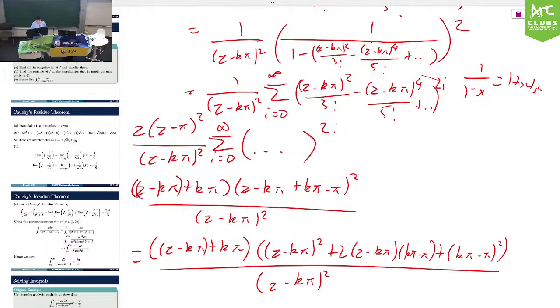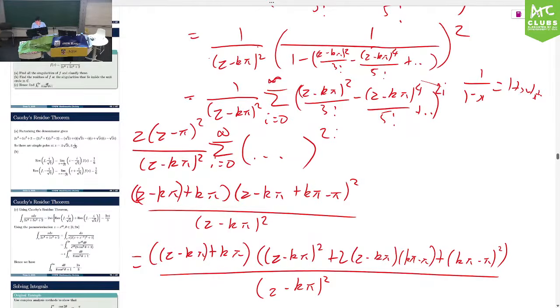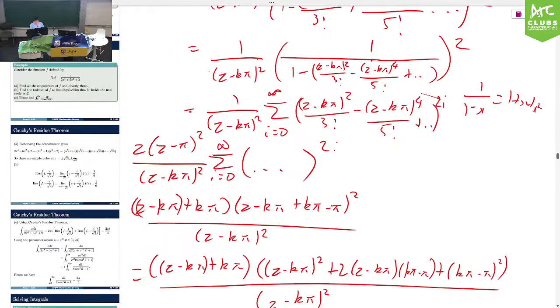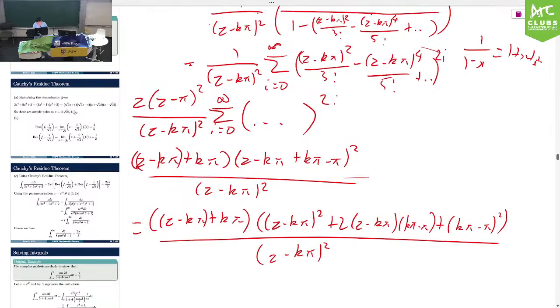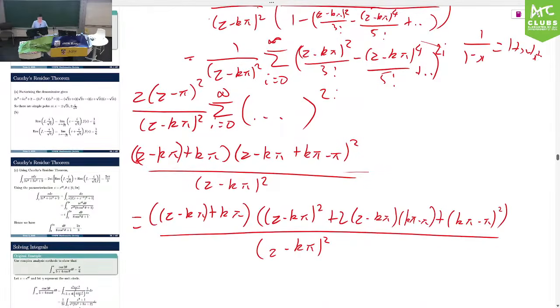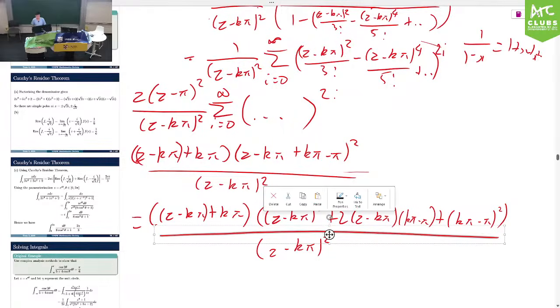My claim is no, because the only i value that's going to be even remotely useful is when i equals 0. When i is 0, sure, this thing's 1, but let's consider what happens when i equals 1. In that case, the lowest power here is 4. But then when we multiply across this entire mess, the minimum power is going to be something like 4 or 5.